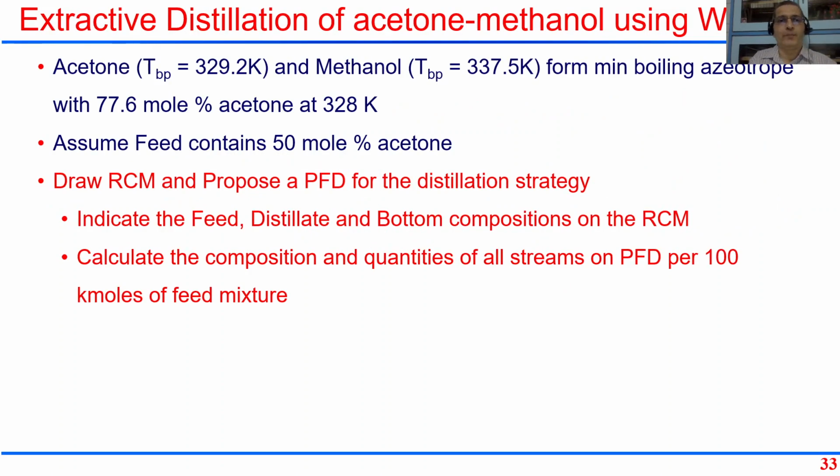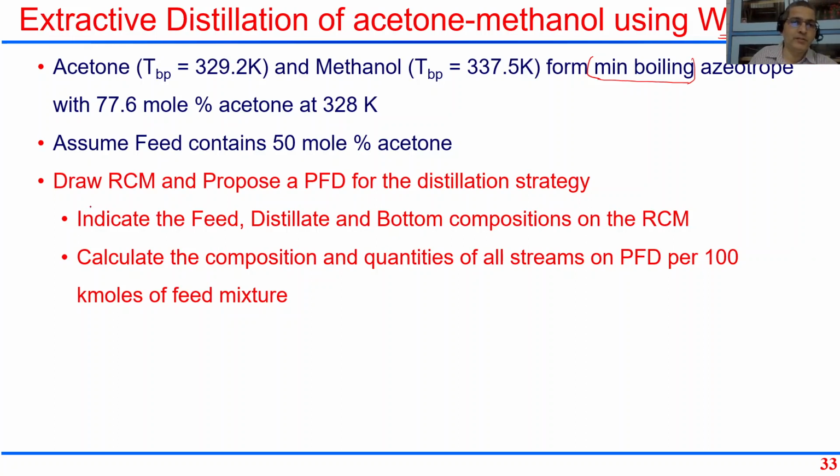Let me give you an example. For example, acetone and methanol. Acetone and methanol form an azeotrope. It's a minimum boiling azeotrope. You can separate that by adding water. We had done the residue curve map for the acetone methanol water system. Do you recall that? If not, go back to the previous lecture and recall.